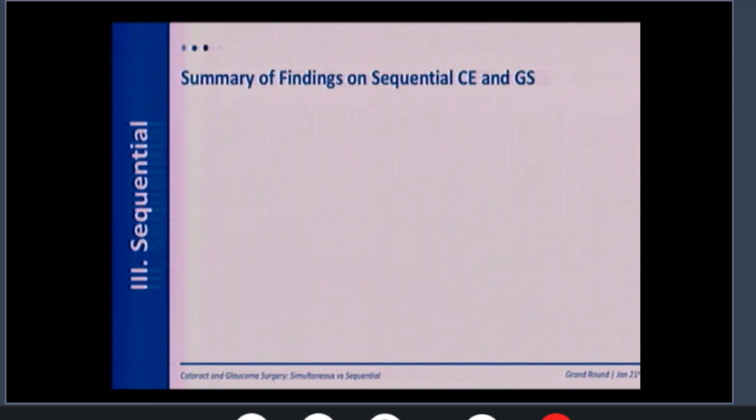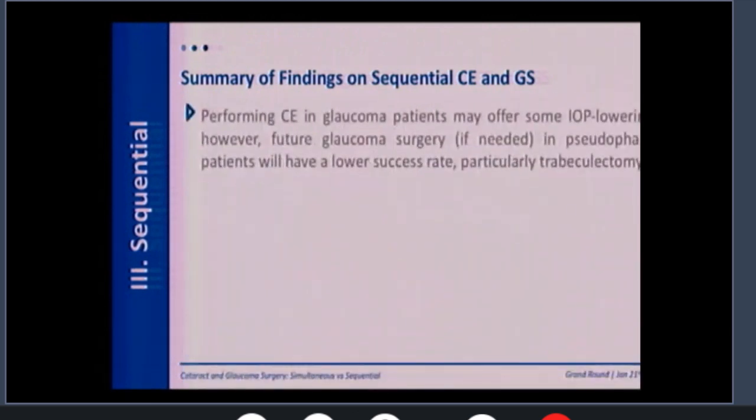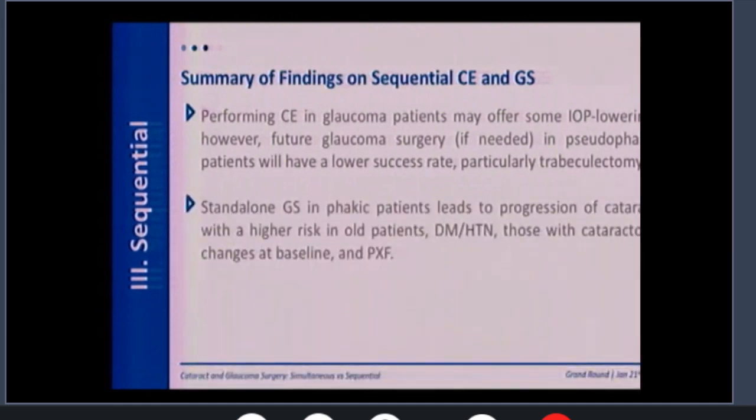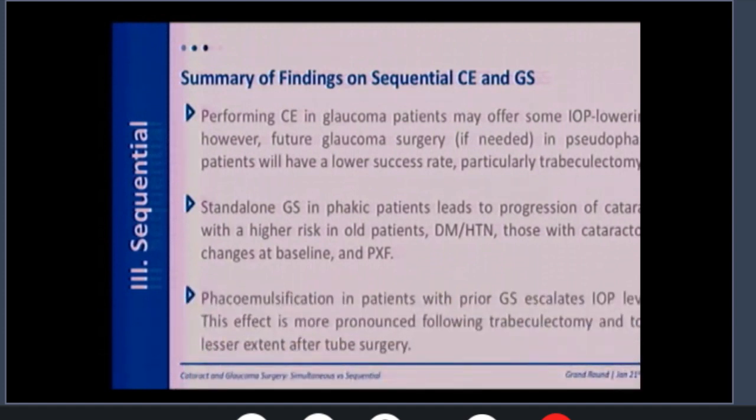So let's summarize what we've said so far on sequential surgeries. Performing cataract extraction in glaucoma patients may offer some IOP lowering. However, if you need glaucoma surgery in the future, pseudophakia may lower the chances of success, especially if you're considering a trabeculectomy. And standalone glaucoma surgery in phakic patients leads to progression of cataract. Keep this in mind whenever the patient is old, diabetic, hypertensive, has some lens changes at baseline, or has pseudoexfoliation. And phaco in patients with prior glaucoma surgery may escalate therapy, particularly in TRABs. Tubes are probably more resilient.